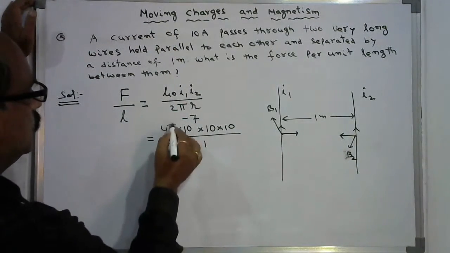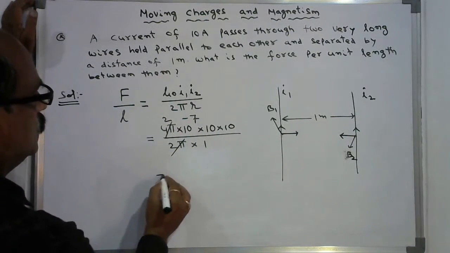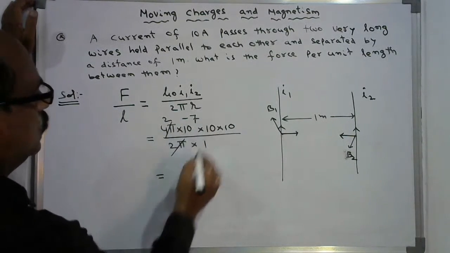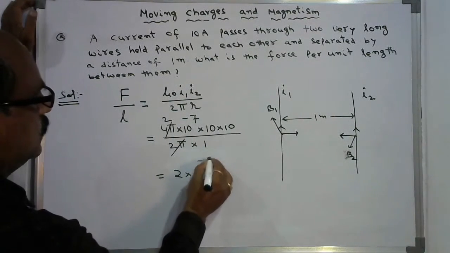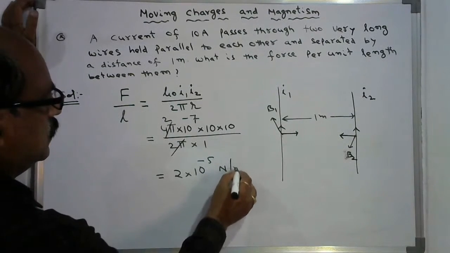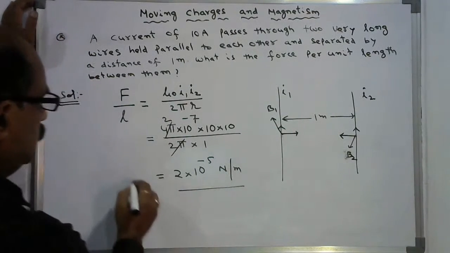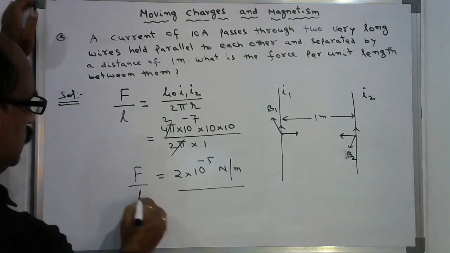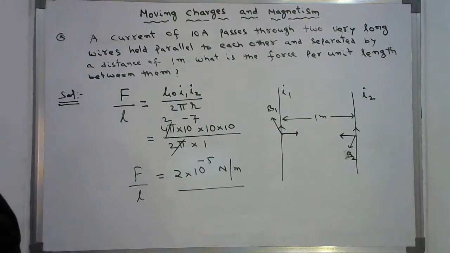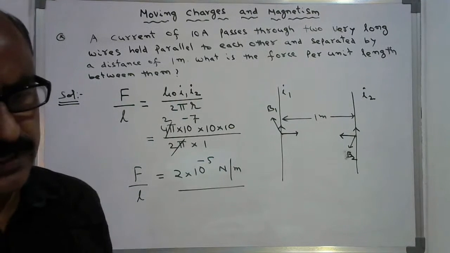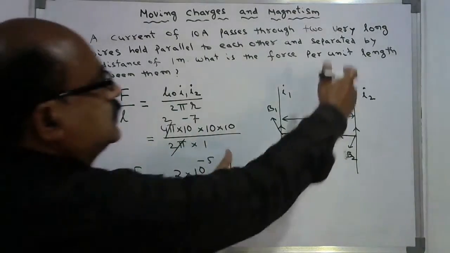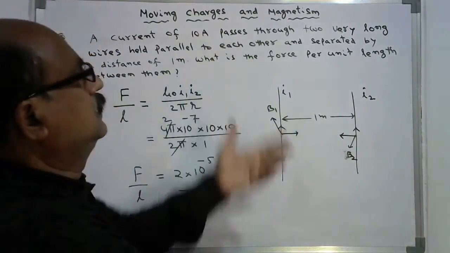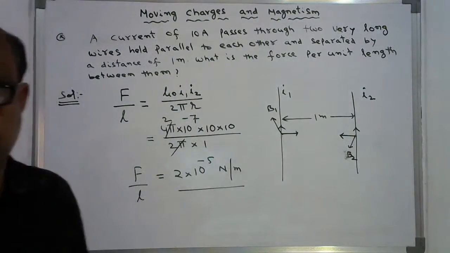So 2 by 2's. So this is equal to how much? 2 into 10 power of minus 5 Newton per meter. This is the force per unit length: 2 into 10 power of minus 5 Newton per meter. So this is how we have to solve the problem. If the currents are in opposite direction, then this will be repulsive force.